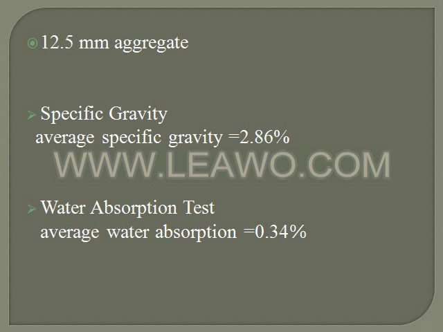Using IS limits, the coarse aggregate was termed to be 12.5 mm aggregate, with which we then conducted the specific gravity test with pycnometer. The average specific gravity was noticed to be 2.86, and then the water absorption test was carried out, which was found to be an average water absorption of 0.34% for 12.5 mm aggregate, which was type 1.